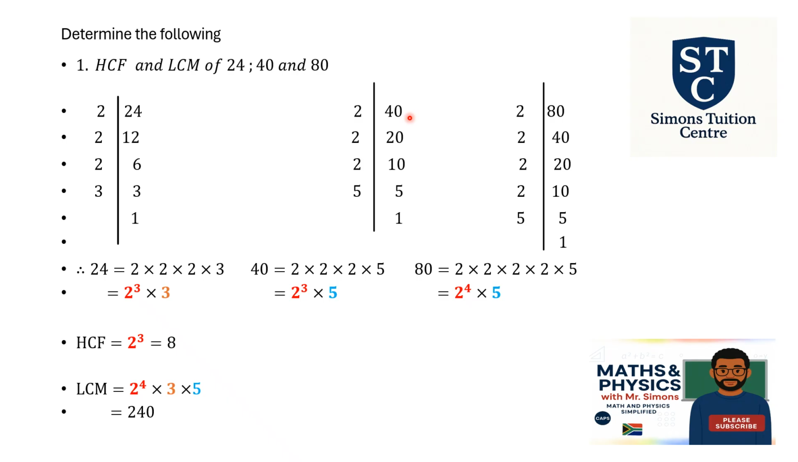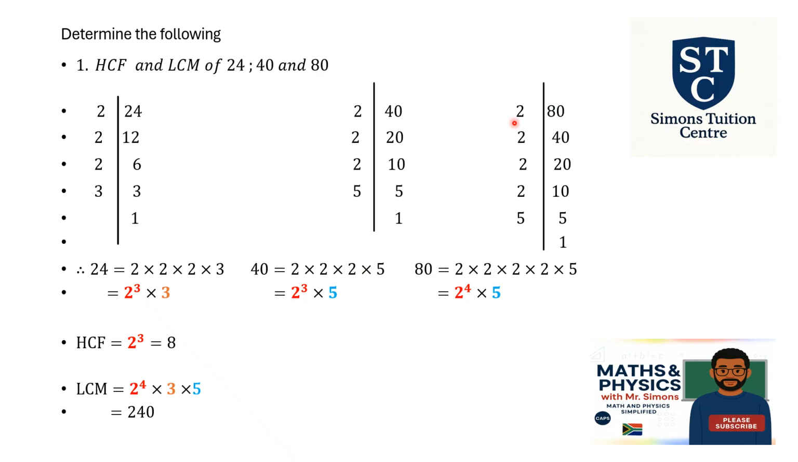For 40, lowest prime number we start with is 2. 40 divided by 2 is 20. 20 divided by 2 is 10. 10 divided by 2 gives me 5. And then 5 divided by 5 gives me 1. So 40 equals 2 times 2 times 2 times 5, which gives me 2 cubed times 5.